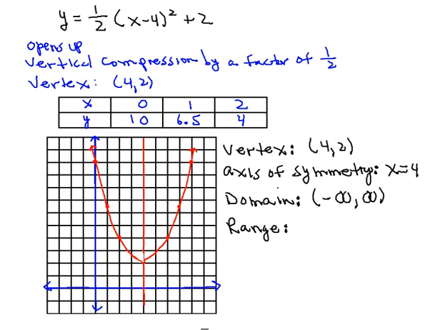Now if we go back and look at the vertex again, you'll note that the y value of the vertex is 2. And since the graph opens up, that will tell us then that all the other y values for points in the graph will be larger than 2. So we can then say that the range for this particular function will be then from 2 to infinity.